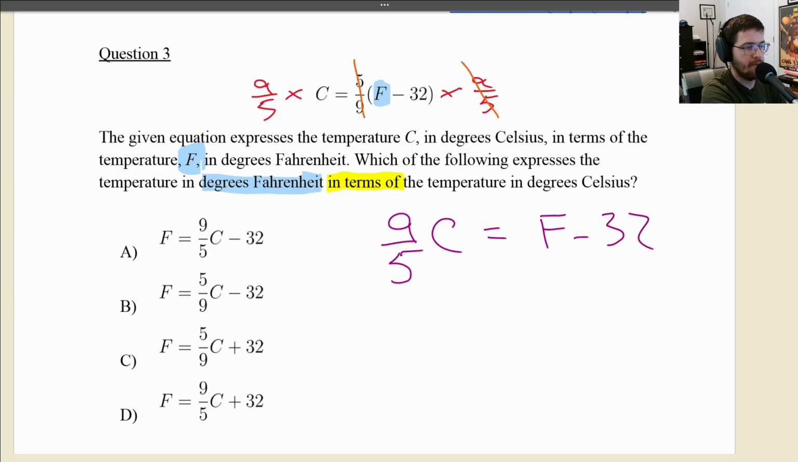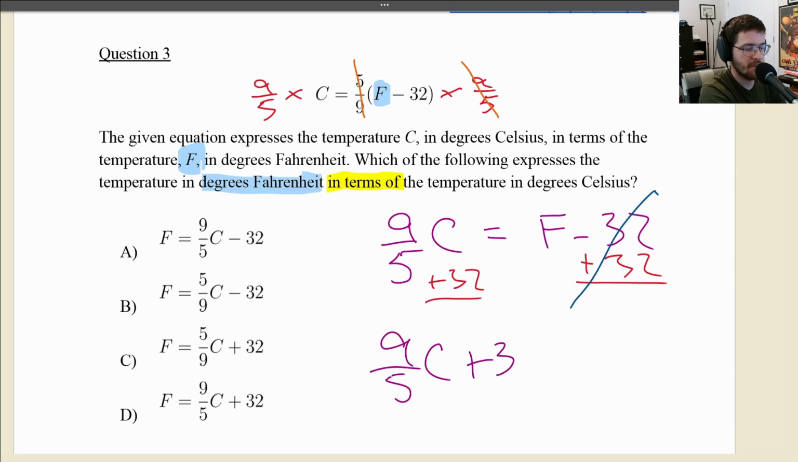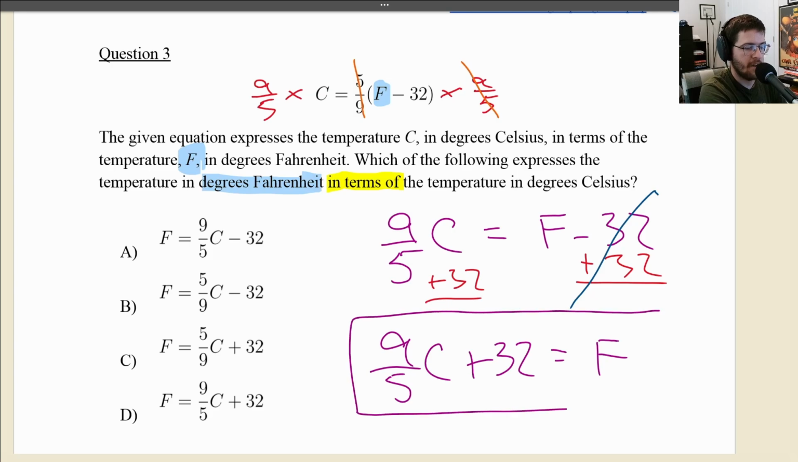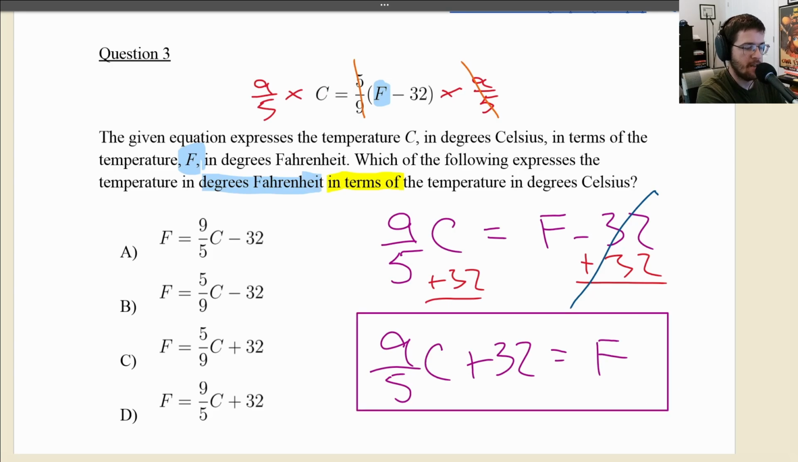The only thing we have on the side with the f in it is that minus 32. The opposite of subtraction is addition, so we're going to add 32 to both sides. These guys here go away. Negative 32 plus 32 is 0. And we should get something like 9/5 c plus 32 is equal to f. And that is looking a lot like choice D.